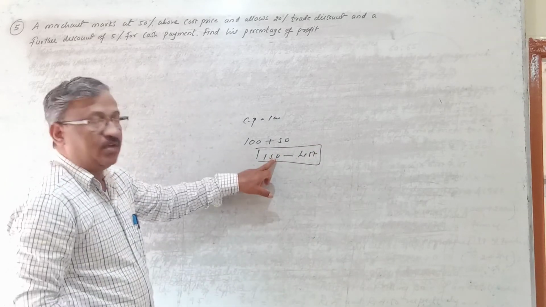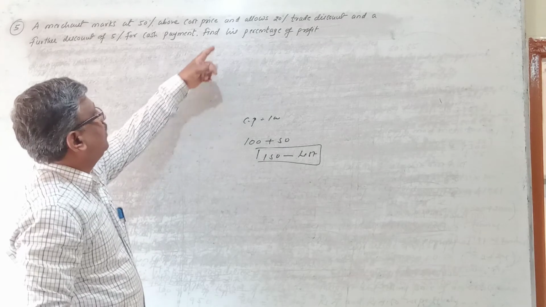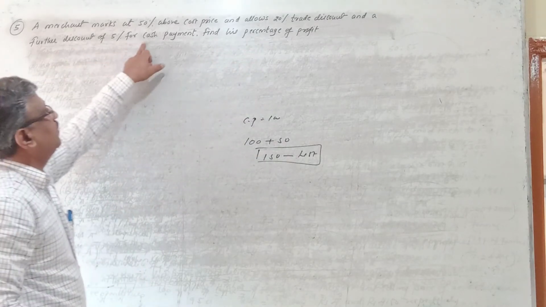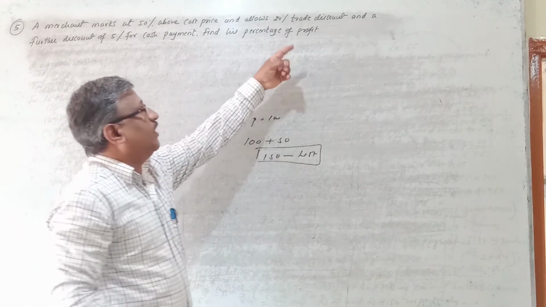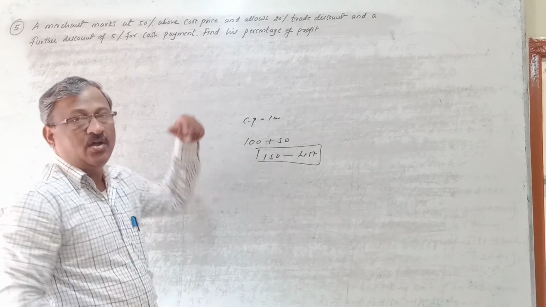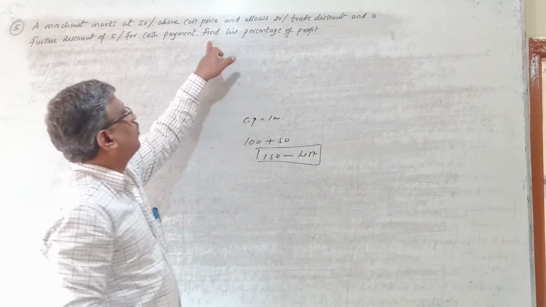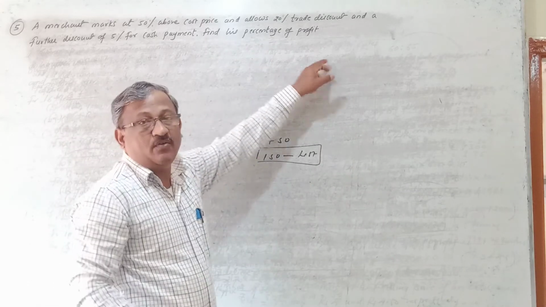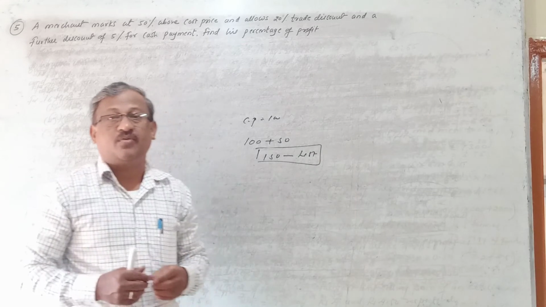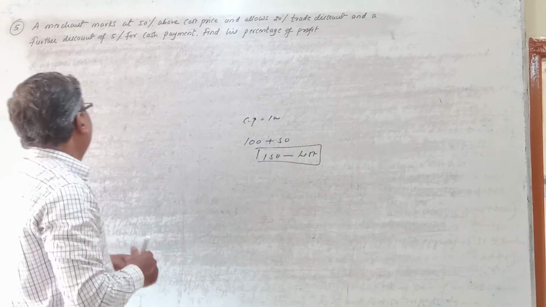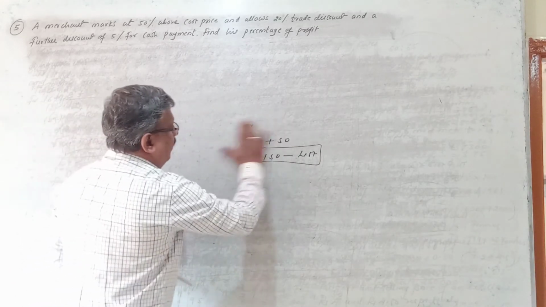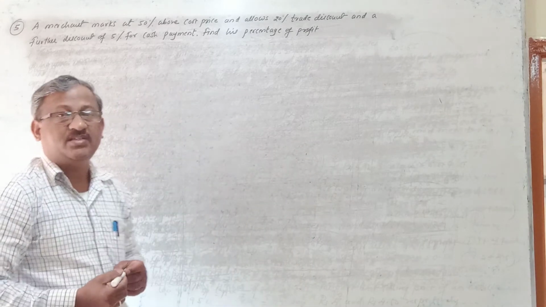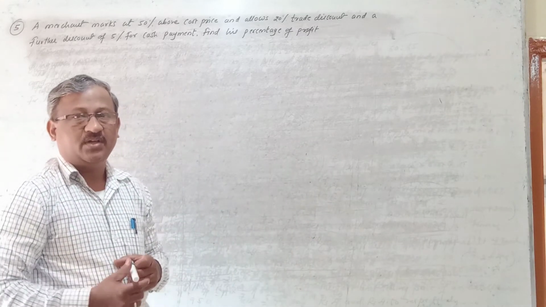On this list price, he is allowing 20% trade discount and a further discount of 5% for cash. So if he is giving 20% trade discount and 5% cash discount, we have to find his percentage of profit, the rate of profit earned by that merchant. Here they have not given the list price.